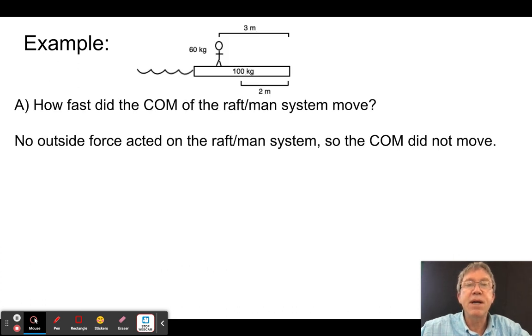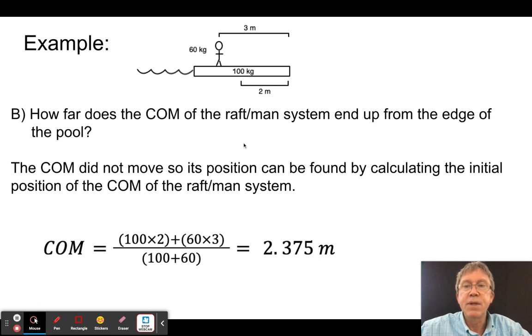How fast did the center of mass of the system move? Well, it didn't, because there's no outside force acting on it. We're assuming that friction is ignorable. And so remember, I have an internal force. The man and the raft are the system, and they're putting a force on each other. So that can't change the position of the center of mass. So it did not move.